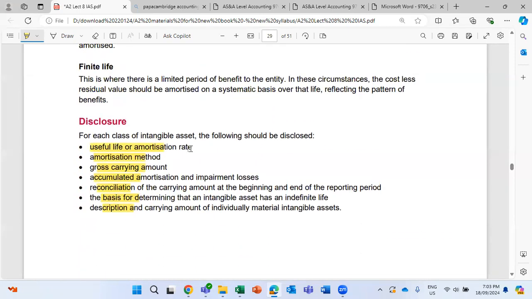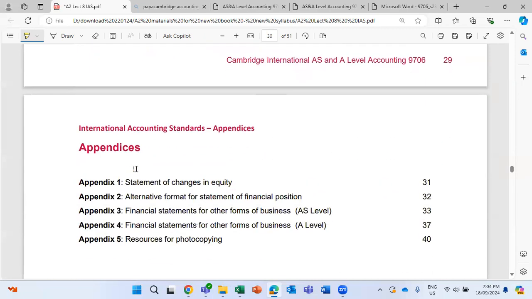The useful life or amortization rate. We use the word amortization for intangible assets. It's technically the same as depreciation, but we use the word amortization. The amortization method, as in the depreciation method. And the carrying amount, which means the cost less the accumulated amortization. We need to disclose the accumulated amortization and impairment loss. So all this is similar to IAS 16. Okay, so that's it.